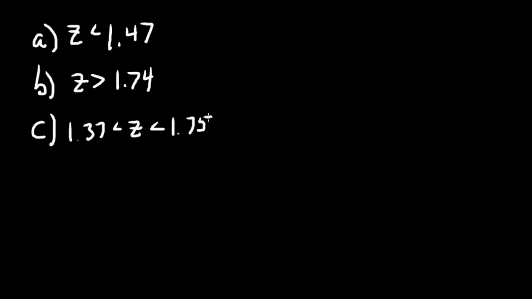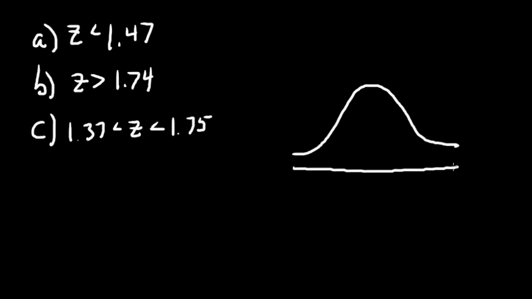Okay, let's start off with A here. So Z is less than 1.47. So our first step is always going to be draw the distribution. So draw our graph. I'm a terrible drawer, but I can draw a little bell curve with a line under it. It doesn't have to be great. No one's going to see this. This is for you. This is to help you work the problem.